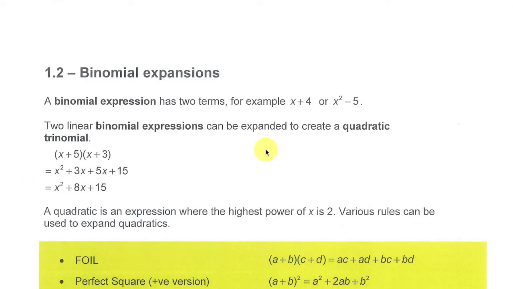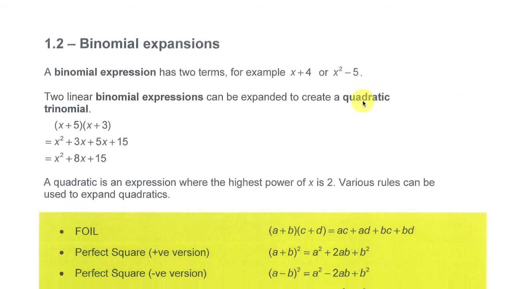Exercise 1.2, binomial expansions. It sounds pretty complicated, but it's really simple. Binomial expressions are just expressions that have two terms in them. For example, x plus 4, there are two terms, or x squared take away 5, again two terms.